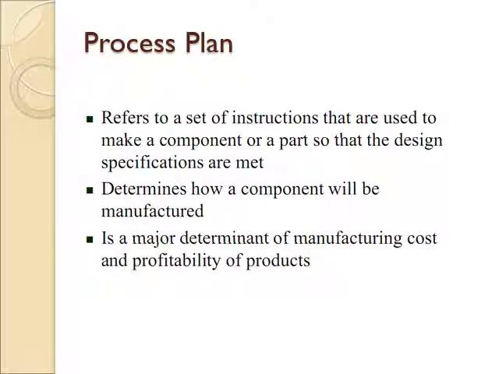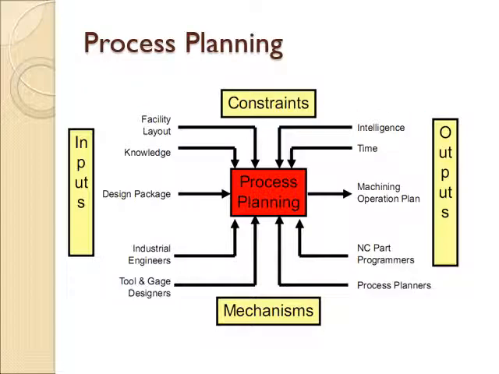The process plan is a set of instructions that are used to make a component or a part so that design specifications are met. It determines how a component will be manufactured, and is a major determinant of the manufacturing cost and profitability of the product. So it is a particular set of instructions that determines how we will manufacture our component, and it is also used for determining the manufacturing cost as well as the profit of the product.